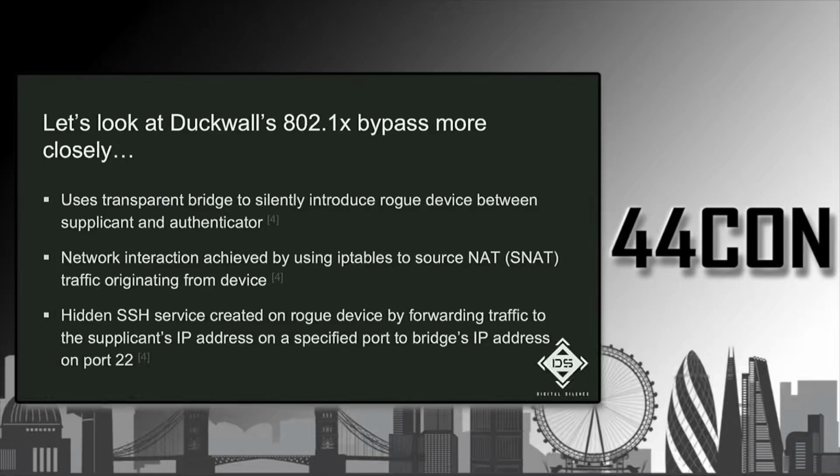We mentioned it used a transparent bridge to silently introduce the rogue device between the supplicant and the authenticator, and network interactions were achieved using iptables to create a source NAT, so the traffic originating from the rogue device appears to be coming from the supplicant. An interesting problem Duckwall had to face is that if you're trying to bypass 802.1x, in most cases you're going to be in an environment where you're not supposed to be.